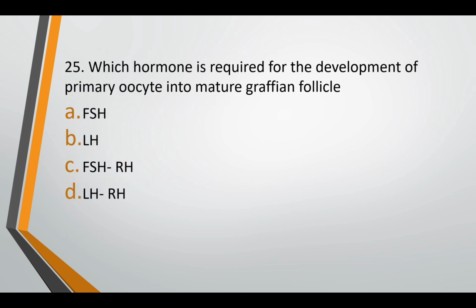Which hormone is required for development of primary oocyte into mature Graafian follicle? Hormone required for development of primary oocyte into mature Graafian follicle. FSH, LH, FSH releasing hormone, LH releasing hormone. Correct answer is option A, that is FSH or follicle stimulating hormone.